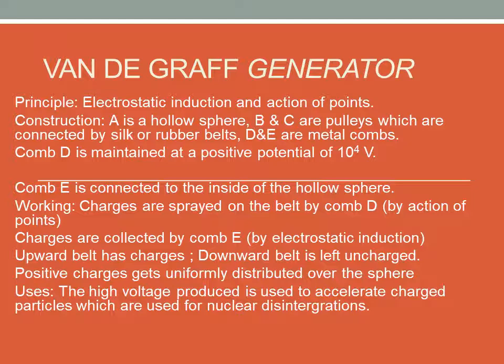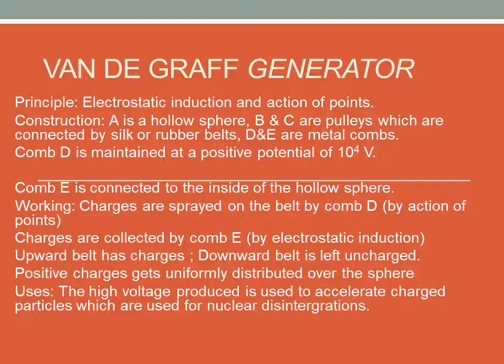Now what happens is, due to the high electric field near the comb D, the air between the belt and the comb D gets ionized. I hope you know what is ionized. Ionized is splitting. The positive charges are pushed towards the belt and the negative charges are attracted towards the comb D. Now the positive charges stick to the belt and they move up. Now when the positive charges reach the comb E, which is inside the hollow sphere, what happens?